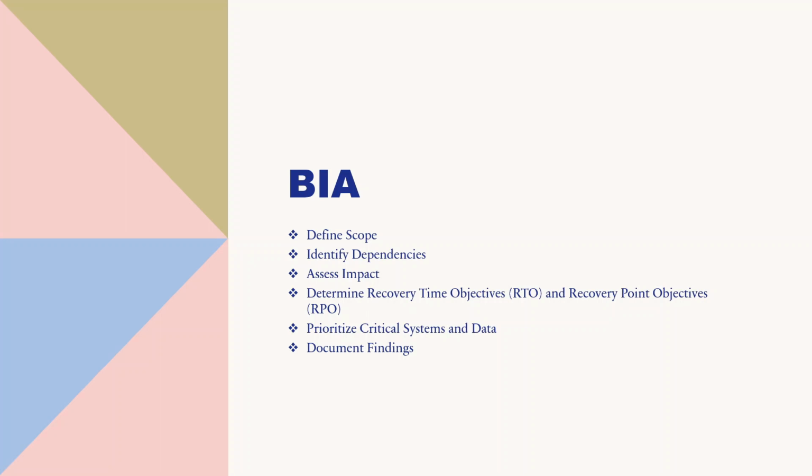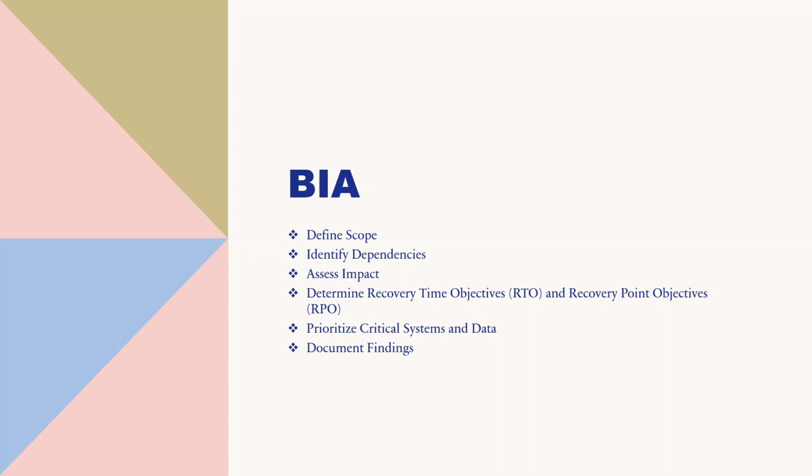Determining the RTO and the RPO. The BIA process also involves determining the recovery time objectives, that is RTO, and the recovery point objectives, that is the RPO, for critical systems and data. RTO is the maximum allowable downtime for a system or process, while RPO is the maximum allowable data loss.